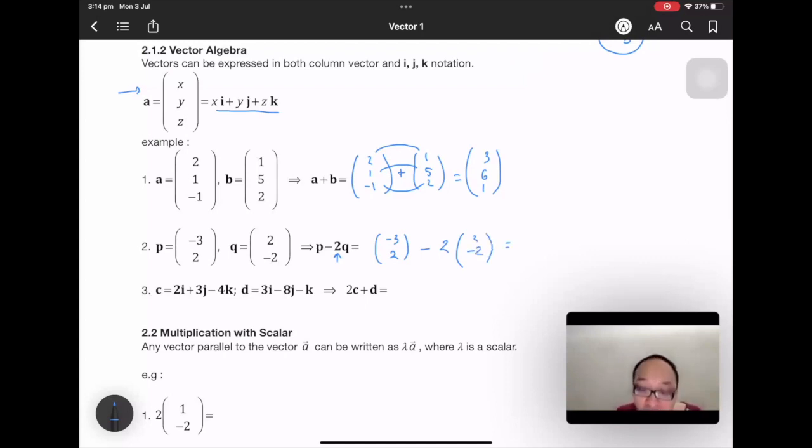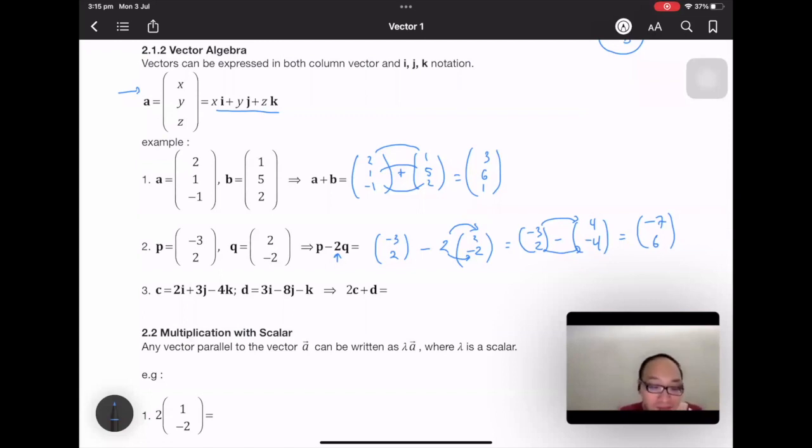Now, we have to multiply the Q first. So the 2 is multiplied to both numbers in vector Q. So it's (-3, 2) minus (4, -4). And this equals, we can subtract by rows. Negative 3 minus 4 is negative 7. And 2 minus negative 4 is 6. So the vector resultant is (-7, 6).